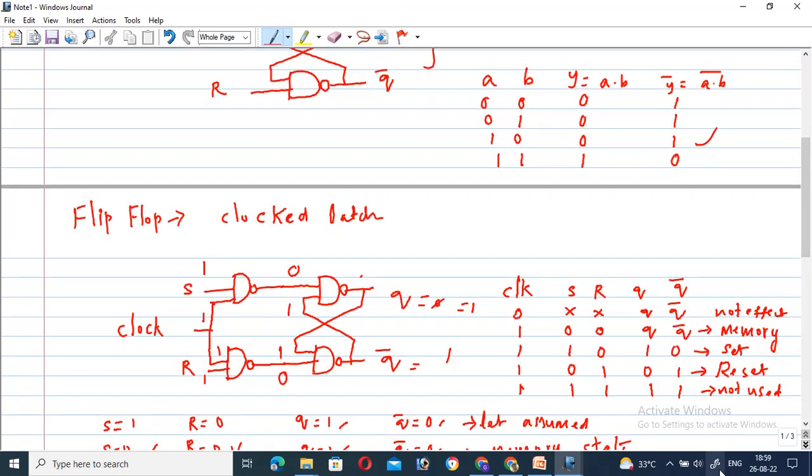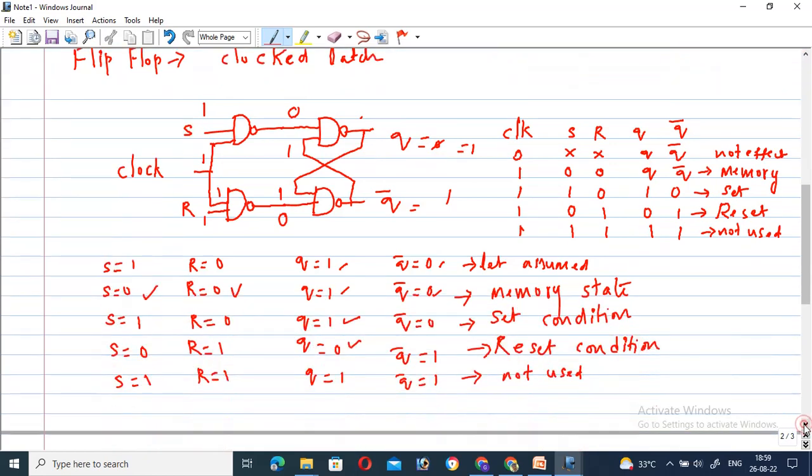So let us check one more, the last condition. We will see one more possibility. When S is equal to 1, R is equal to 0, what happens? Okay, so here the Q value is equal to 1, right? Q value 1, so this is connected. R is equal to 0 now. I will write 1 0, which means this value is equal to 1. With the 1 1 consideration, the Q bar value is equal to 0.